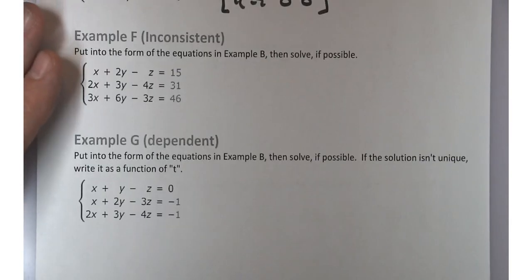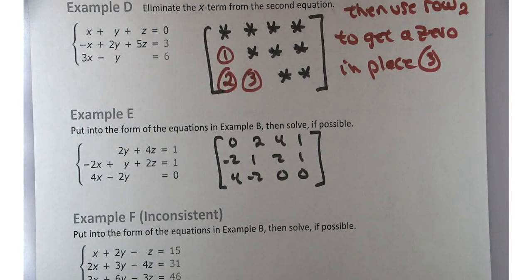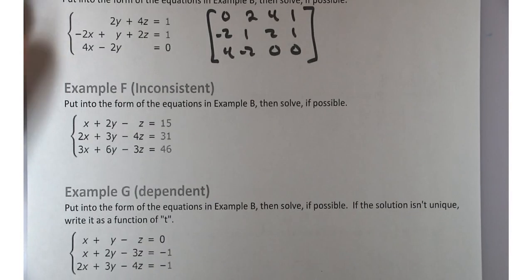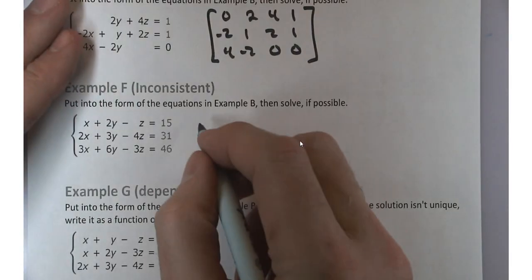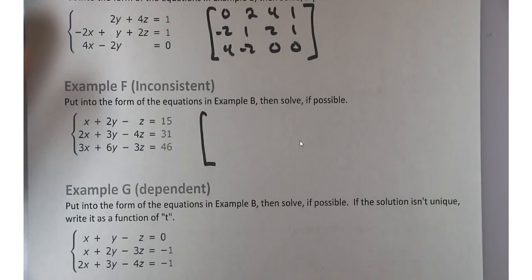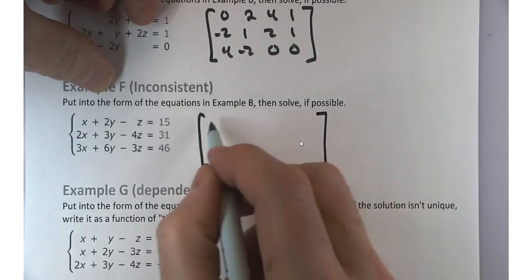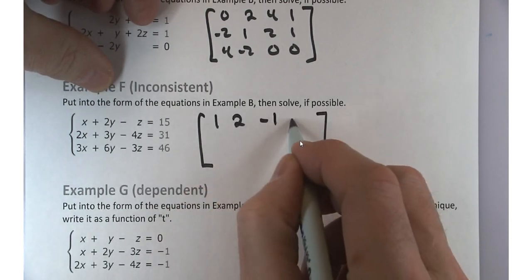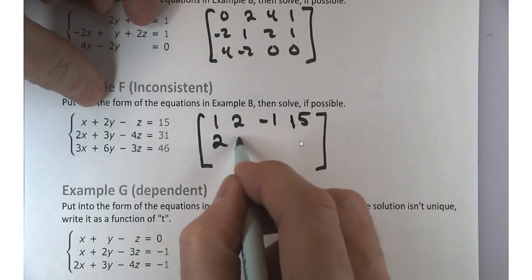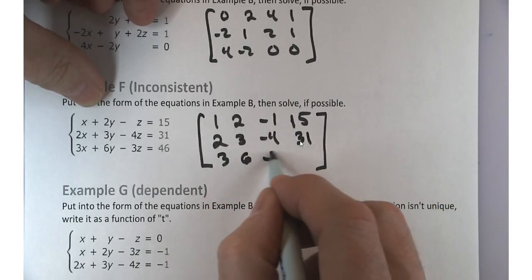Let's move on down to example F. Any other comments or thoughts on example E here? Let's solve example F. We're going to start by figuring out the augmented matrix here. Sade, I don't think I've picked on you yet today. What's the augmented matrix for this one, please? 1, 2, -1, 15. Good, keep going. 2, 3, -4, 31. 3, 6, -3, 46.